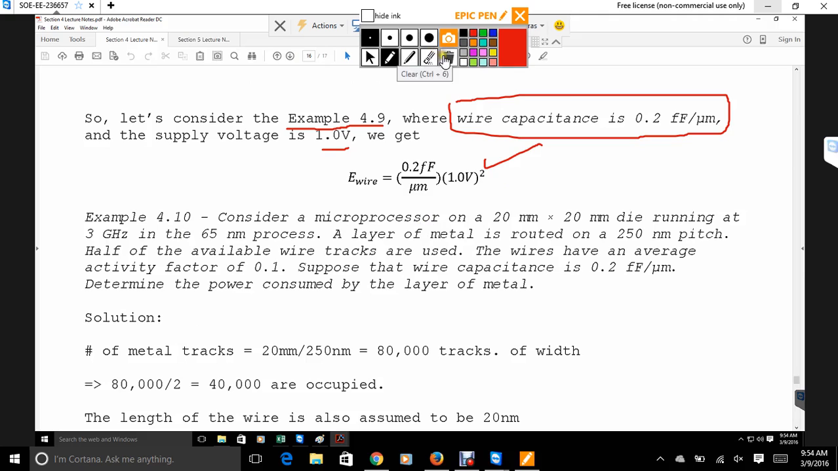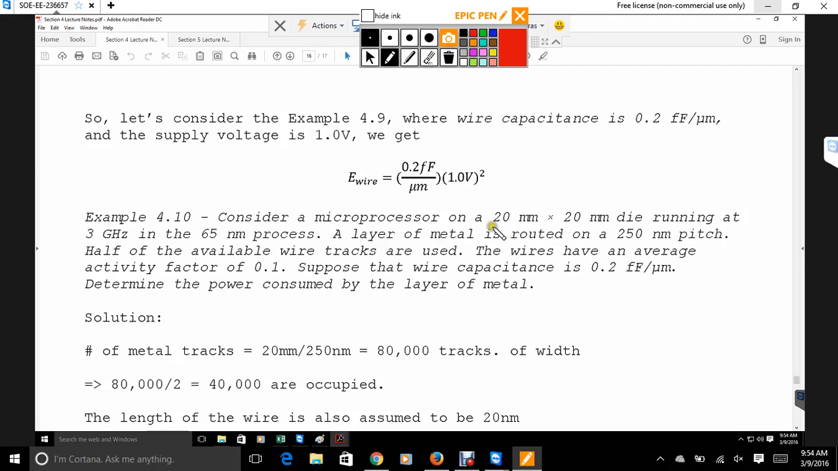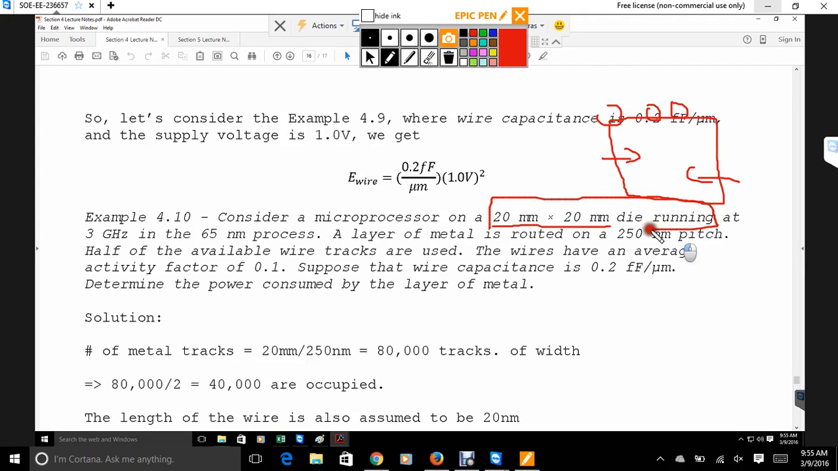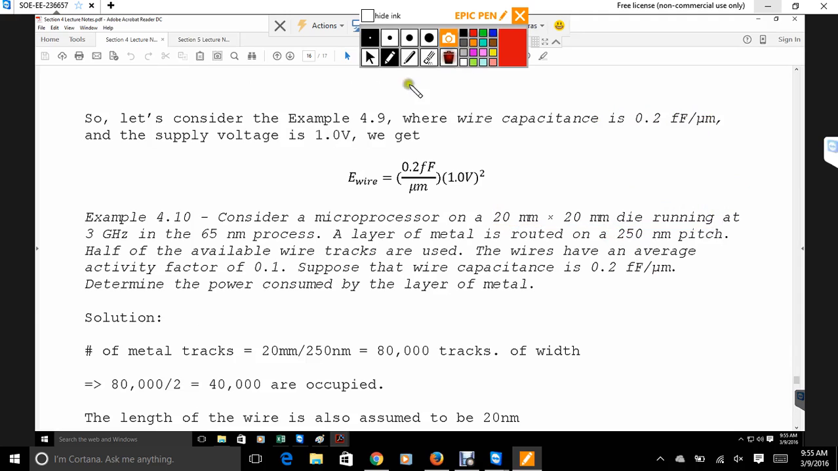So how this ties into finding the power consumed by the metal: we now have a full microprocessor, 20 millimeters by 20 millimeters. In your lab reports, you're going to have a die area inside a pad frame, and you're going to have this design, right? It's going to be running at 3 gigahertz in the 65 nanometer process. Here we have a layer of metal that's routed on a 250 nanometer pitch, and half of the available wire tracks are used.